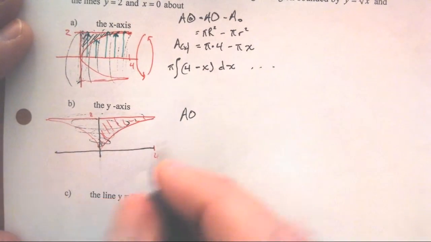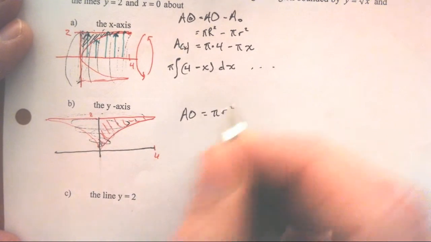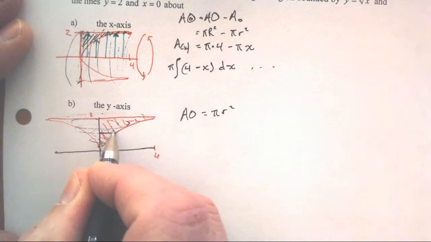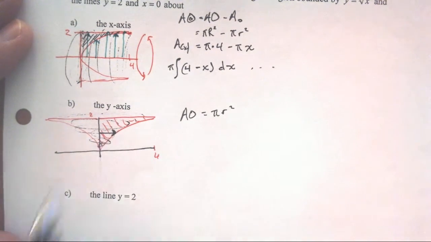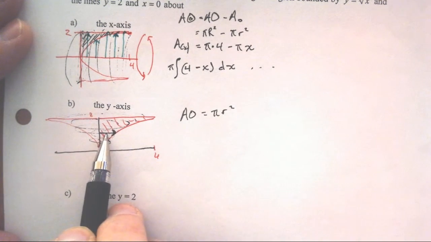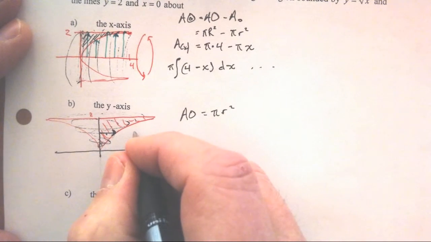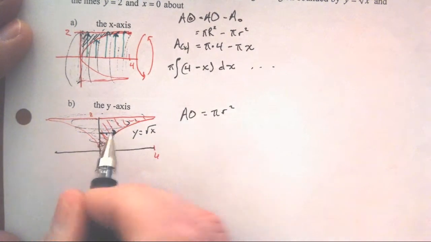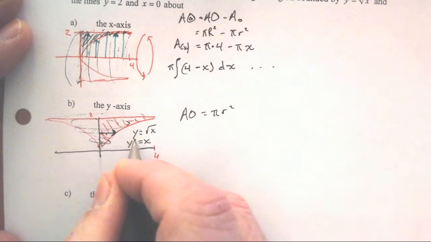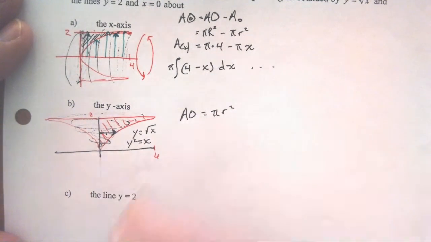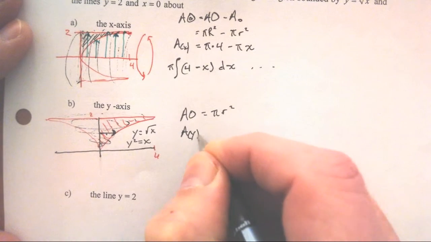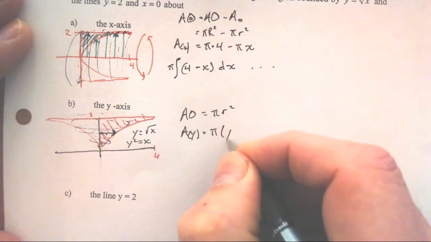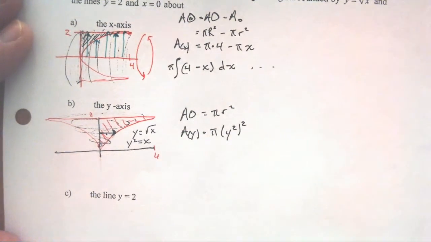My area of those is pi r squared. My r is this distance. That's an x, but we need dy. We need this in terms of y. And I've got y equals square root of x, but this is an x distance, so x is y squared. So area in terms of y is pi times y squared, squared.